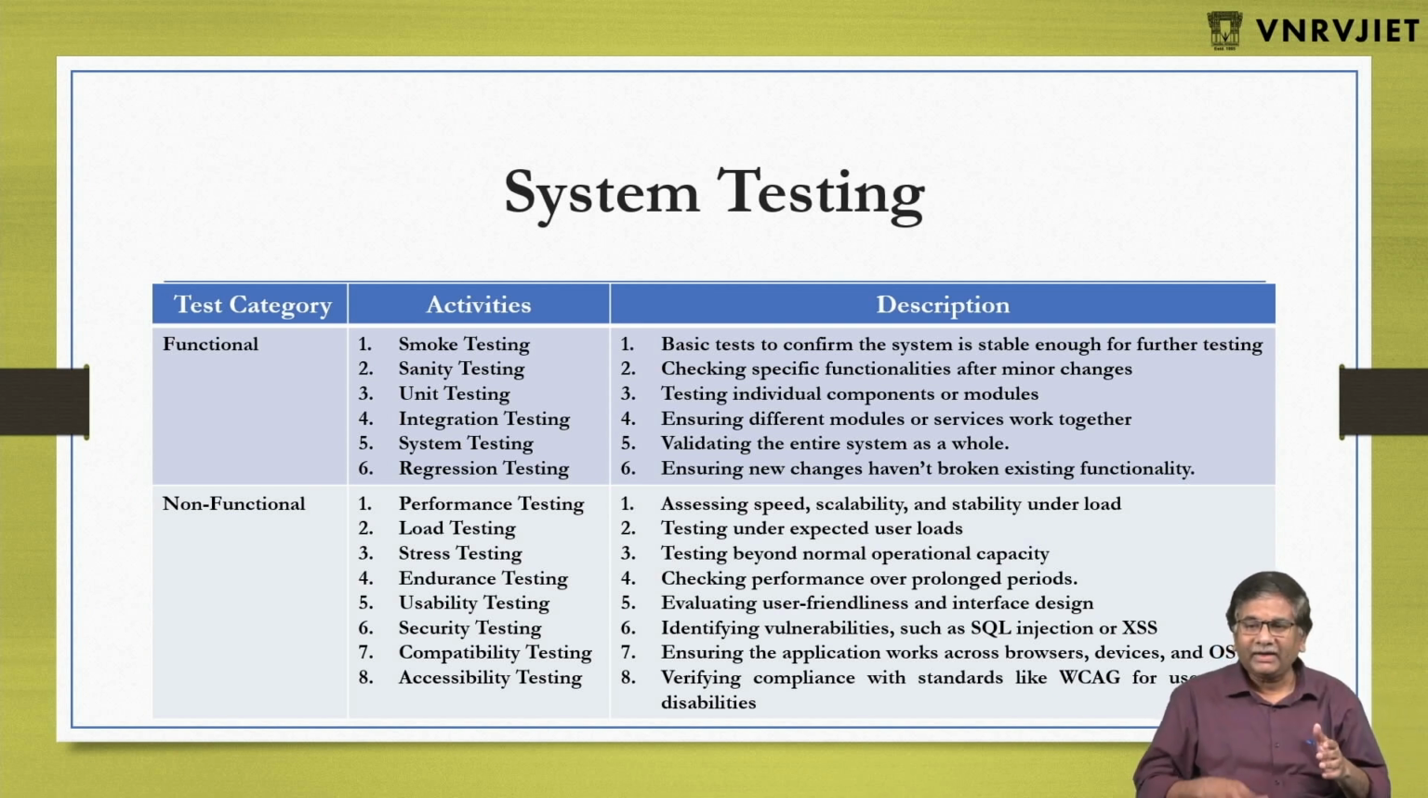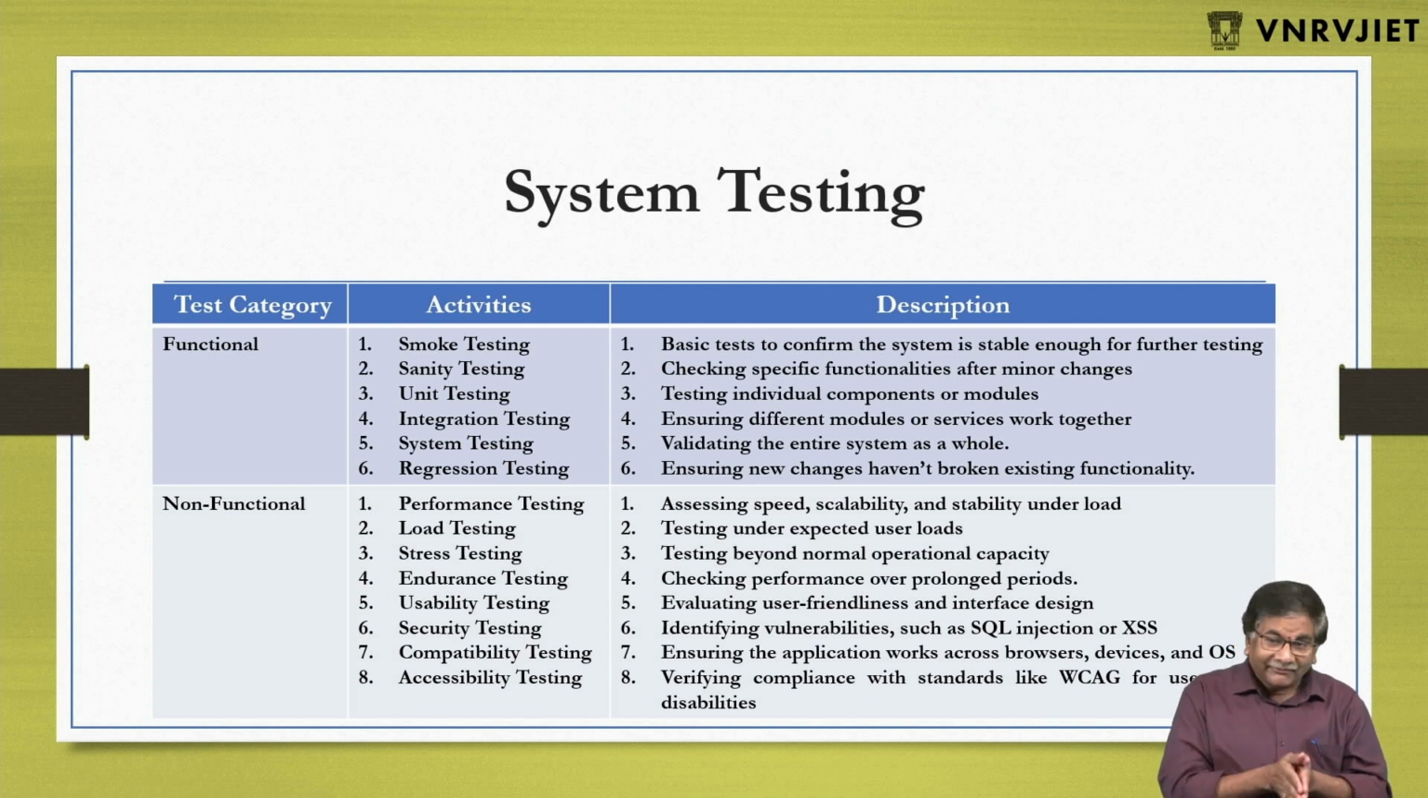Basically, integration testing makes sure that all the components are interacting properly. System testing tests all the scenarios. Regression testing makes sure that nothing is broken from the previous build. In this build, nothing is broken from the previous build. That's what the functional testings are. Basically, they all aim at the functionality of the application.